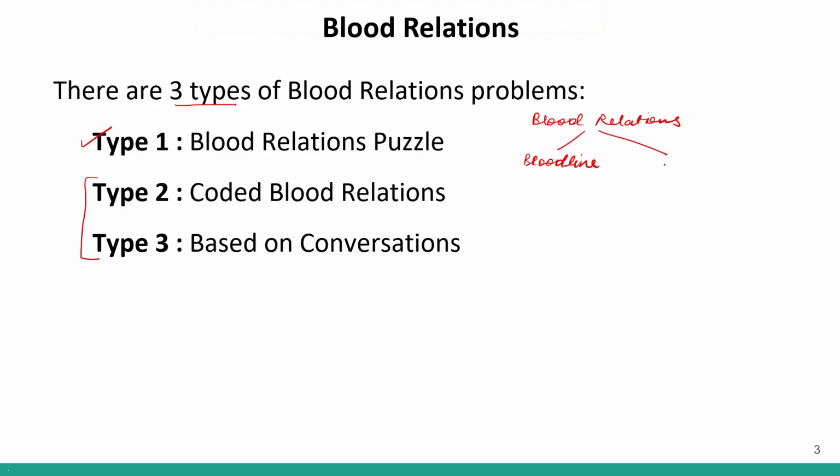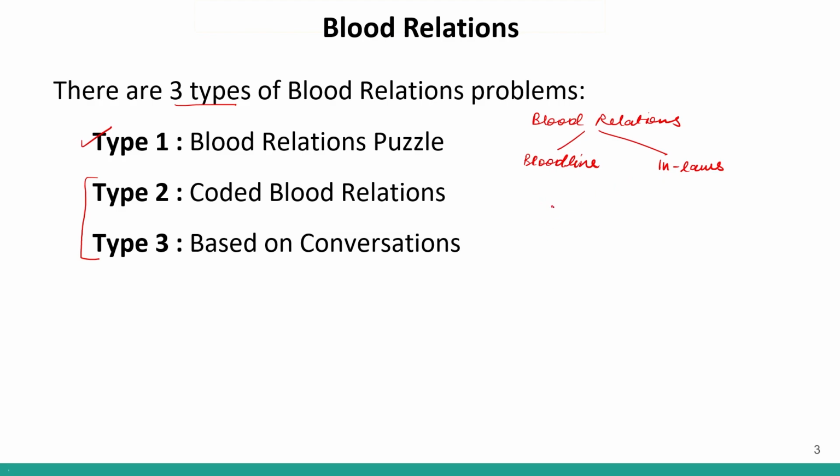Then we have another type of relationship, that is your in-laws. In-laws is basically whenever you marry, your spouse's family becomes your in-laws. So your mother-in-law, daughter-in-law, father-in-law, brother-in-law, those kinds of relationships are your in-law relationships. So whenever we talk about blood relations in your competitive exams, we look at both these types of relationships. So we look at the extended family.